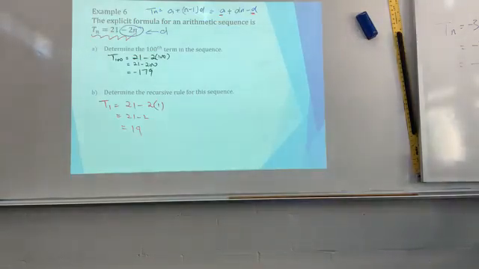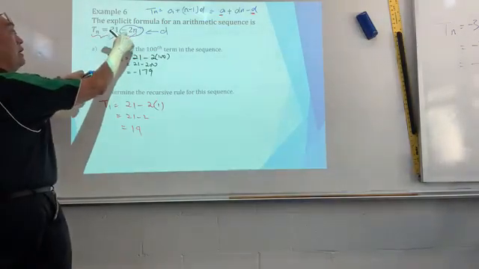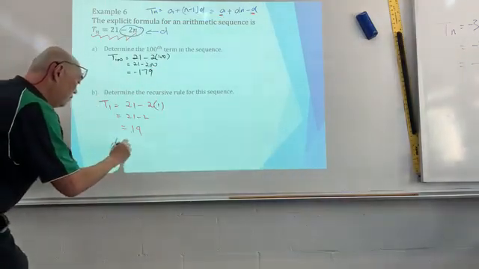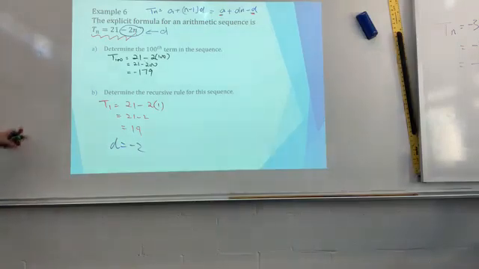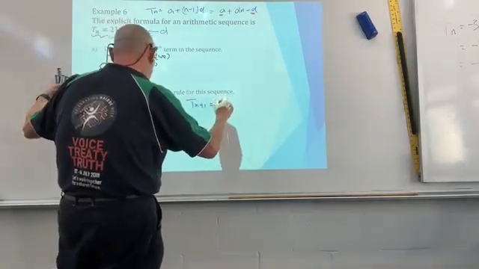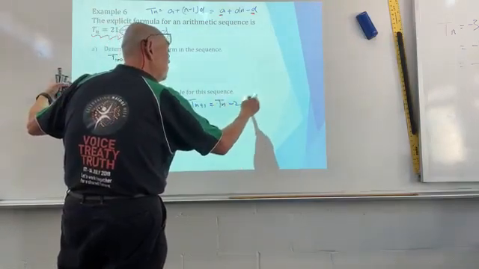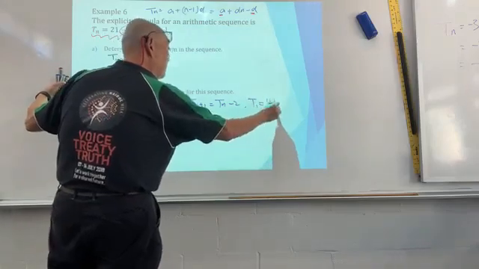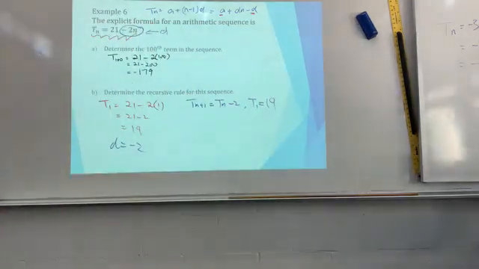So here, d is therefore minus 2. So writing the recursive rule, Tn plus 1 equals Tn minus 2, T1 equals 19. You must know how to work backwards, how to work out what T1 is and how to work out the difference.